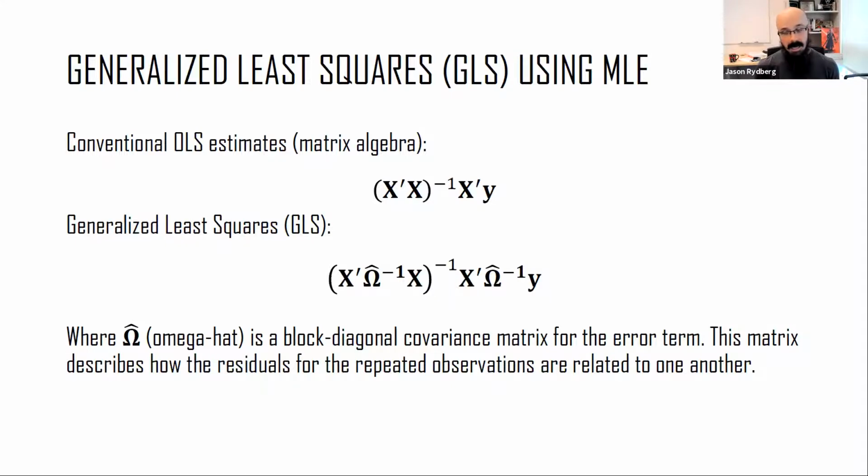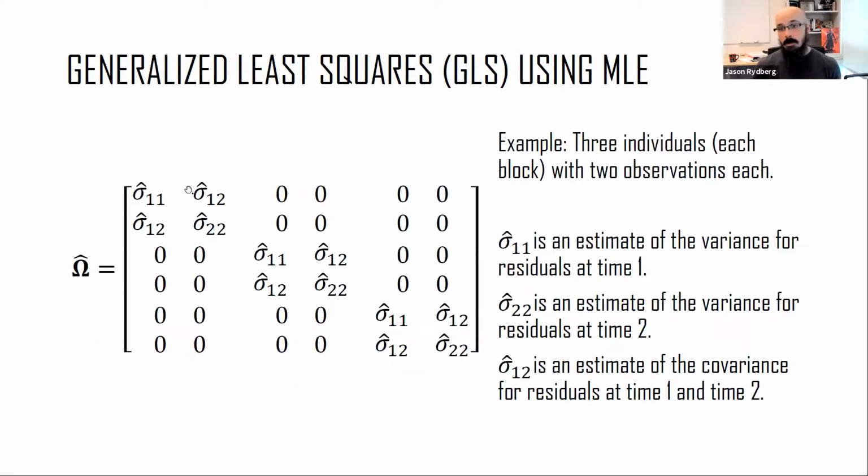Now, these matrices can take on a number of different forms. This is a really simple example: we have 3 individuals who are each observed 2 times. We have these different correlations, the Greek letter rho, for different time points. So we have an estimate for the variance of residuals at time 1, an estimate for the residuals at time 2, and on the off-diagonal for each individual, the correlation between the residuals at time 1 and time 2.